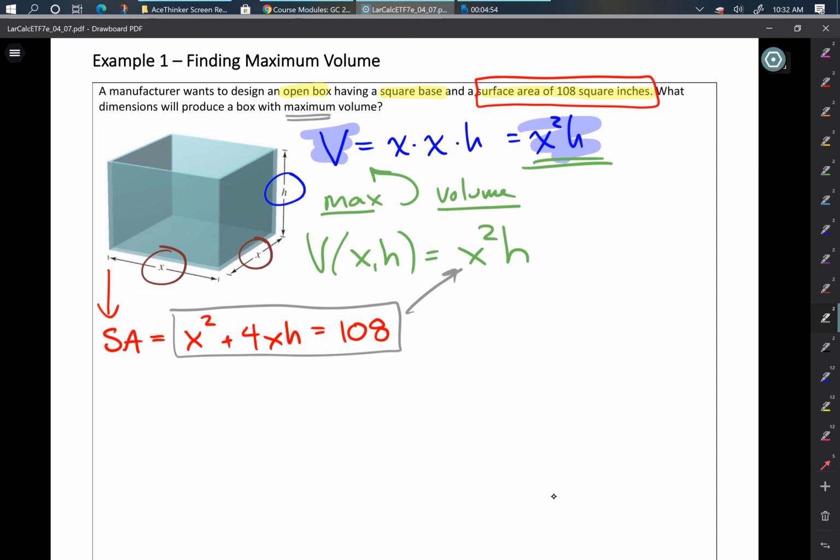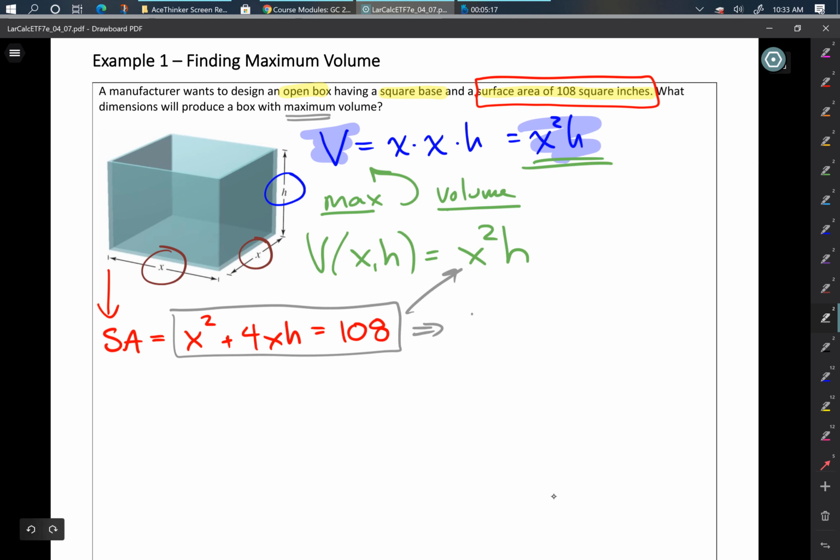At this point, I have two options. I can either solve that red equation for x and then perform a substitution of x, or I can solve that red equation for h and perform a substitution on h. Looking at it, it's quadratic in x, and I don't want to have to solve that. So I'm just going to solve that red equation for h.